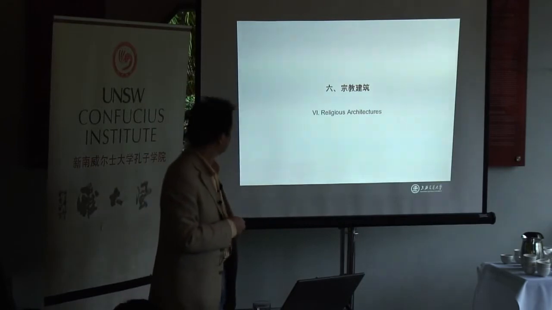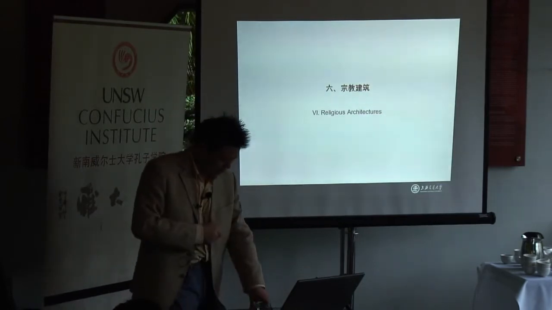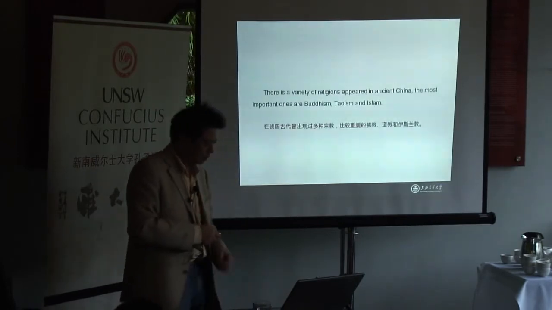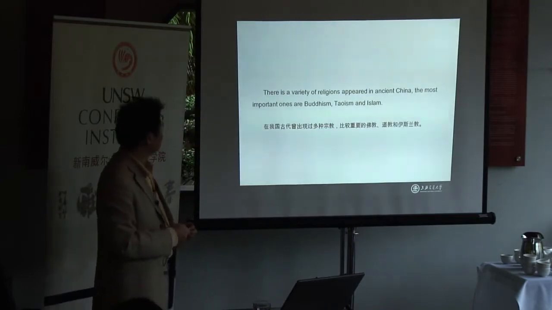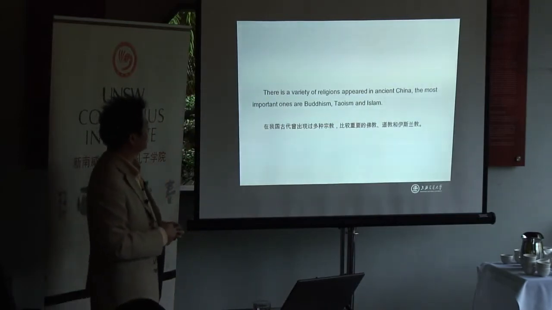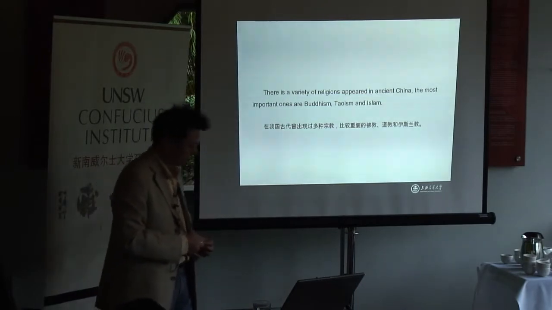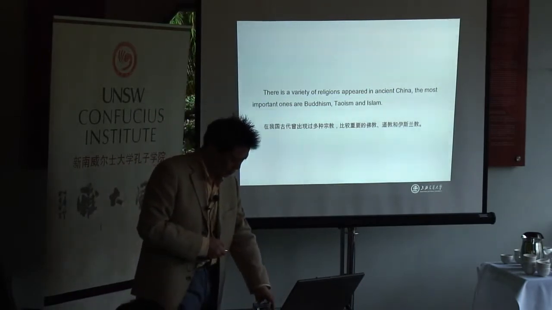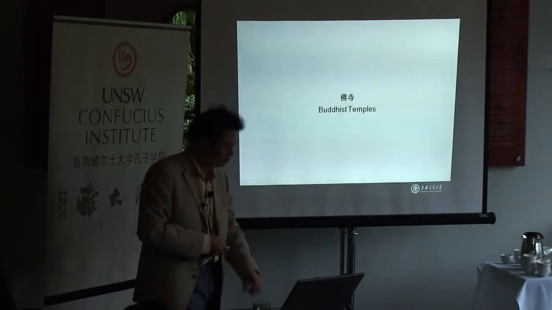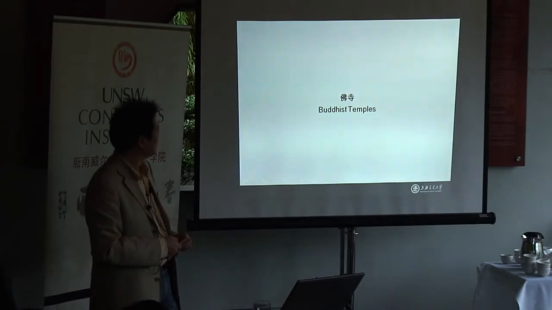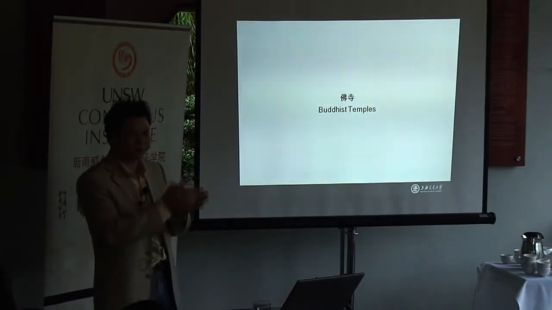So we talk about the faith, religious architecture. There is a variety of religious appearances in ancient China. The most important ones are Buddhist, Taoist and Islam. Buddhist temples are very popular in China, both in ancient times and today.